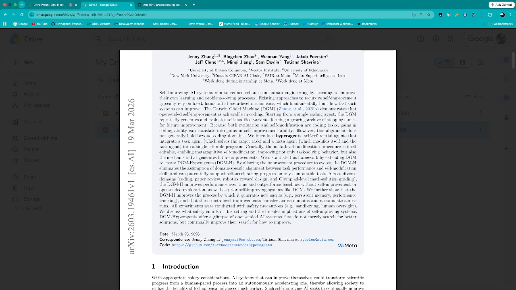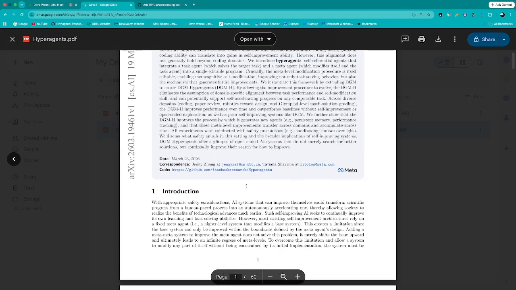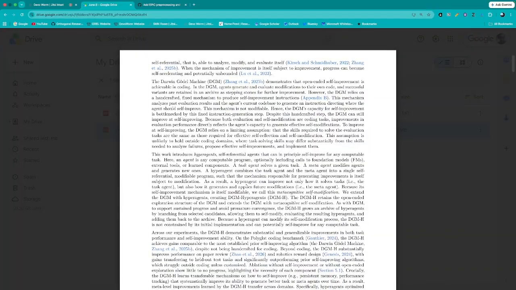We discuss what safety entails in this setting and the broader implications of self-improving systems. DGM hyperagents offer a glimpse of open-ended AI systems that do not merely search for better solutions, but continually improve their search for how to improve. So that's kind of what they're talking about here, these hyperagents.